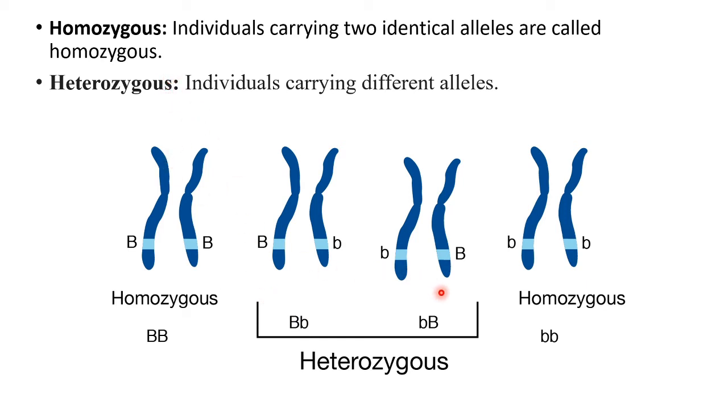For example, suppose that the gene for eye color has two alleles. One allele, capital B, codes for black color, and small b codes for blue color. The homozygous will have the same color allele on homologous pairs, that is capital B or small b. These two conditions are called homozygous condition. But heterozygous will have different alleles on the homologous pair of chromosomes, just like this capital B and small b, and this condition is called a heterozygous condition.